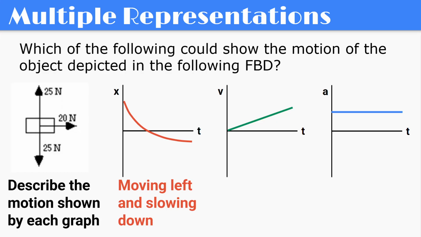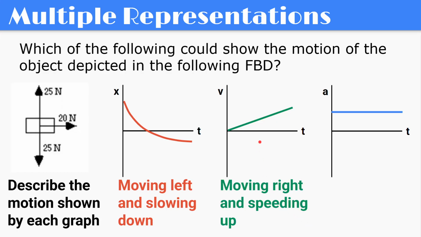Okay, if it's moving left, it would be slowing down because the net force is to the right, which means the force is opposite its motion. All right, for the next one, this graph shows an object moving to the right and speeding up. It starts at rest and it's getting faster and faster and faster in the forward direction. Could that be true for that free body diagram? Yeah. If it's moving to the right, guess what? It's speeding up because its force is in the same direction, which means its acceleration is in the same direction as its velocity. It's going to get faster. So that could be true.